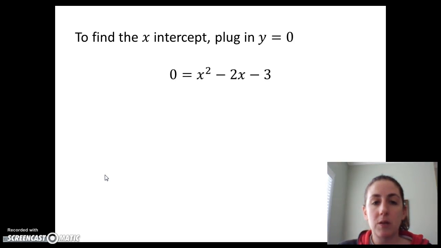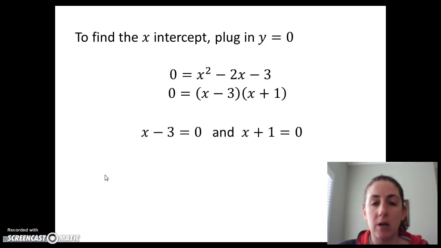So we get 0 equals x squared minus 2x minus 3. Now this is a little different than the last example because in order to solve this, we are going to have to factor. So this will factor into x minus 3 times x plus 1. And now we'll set each of the factors equal to 0. X minus 3 equals 0, x plus 1 equals 0, gives us x equals 3, and x equals negative 1.